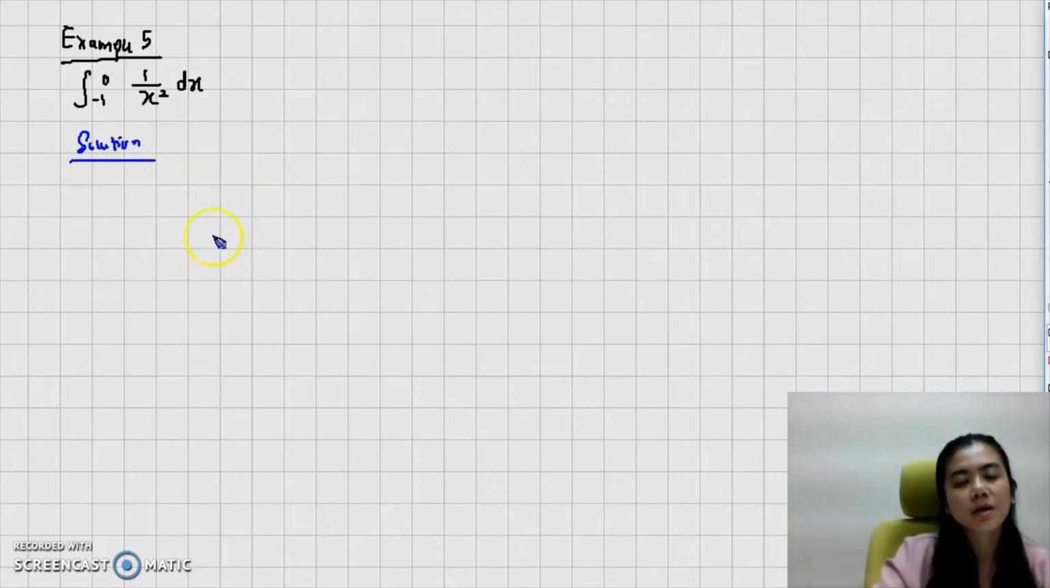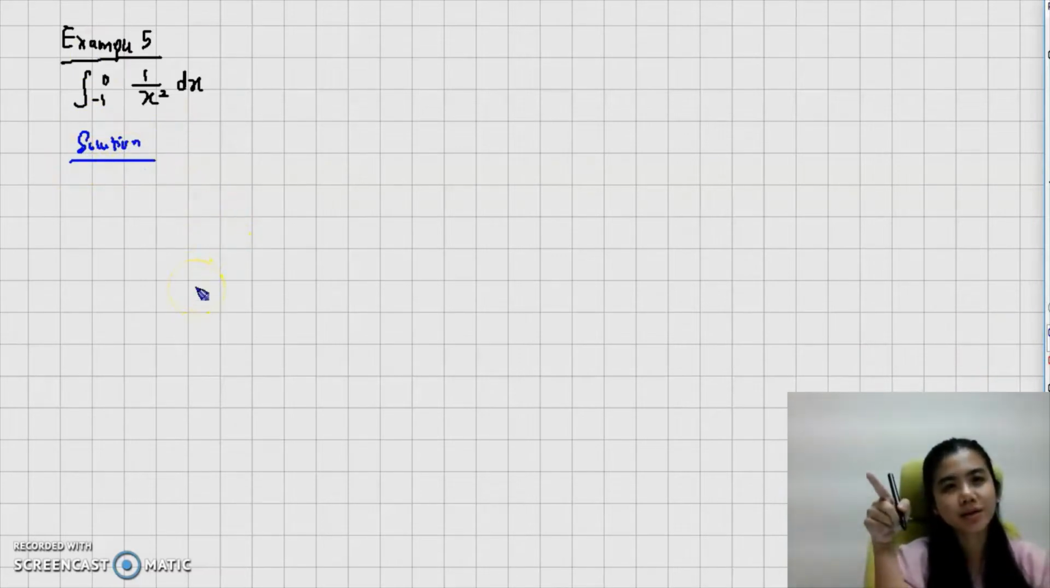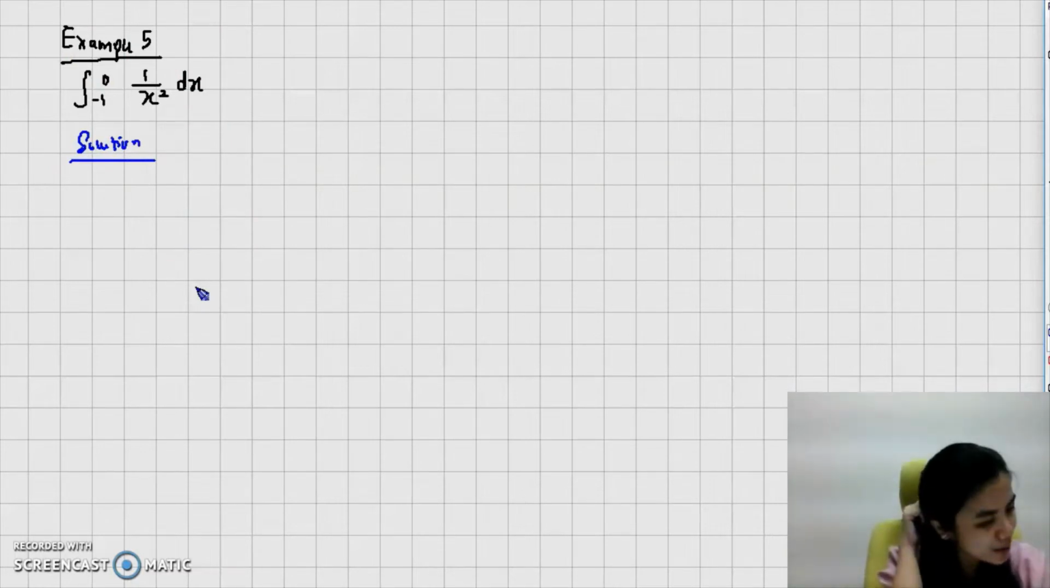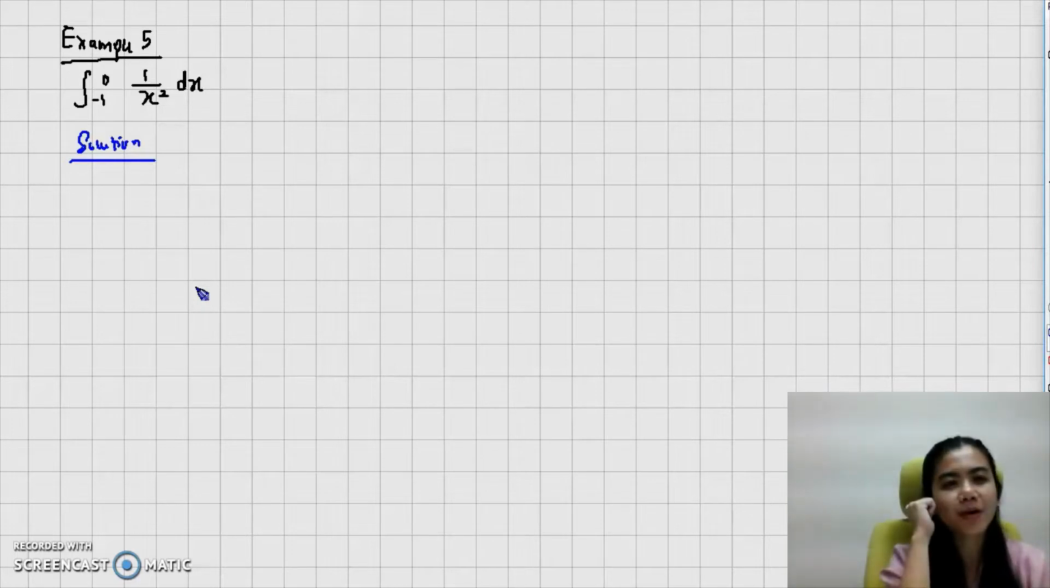Okay, let's look at the second example. Just now that was example 4. Not example 1, this is example 4, and this is example 5. Let's look at example 5. Try to analyze the function.